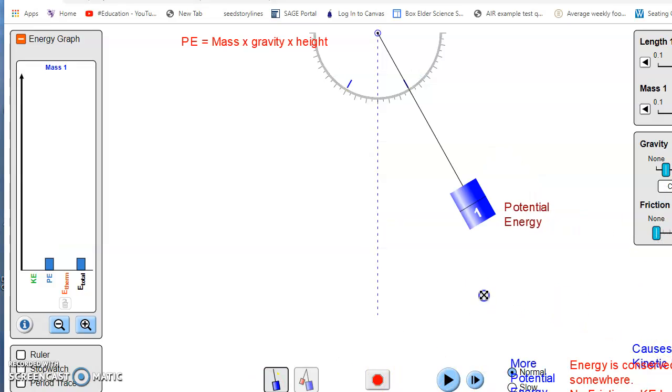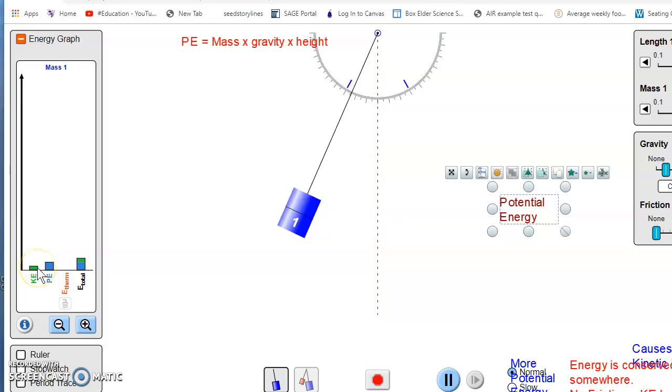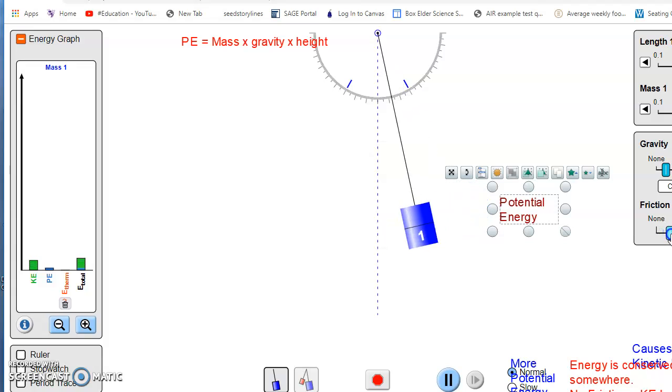So if I have potential energy here, it's going to give this much on this side, and it's going to turn into kinetic and go back to potential. So it always changes forms. Right now we have no friction, so nothing's going to heat. If I turn on friction, it's going to slowly gain heat, and as it slowly gains heat, it will start to slow down even more.